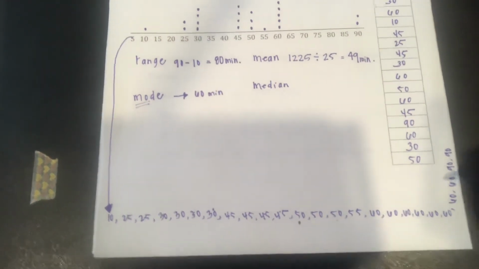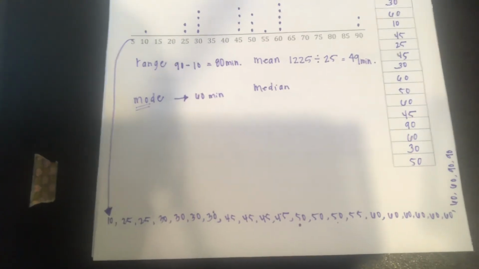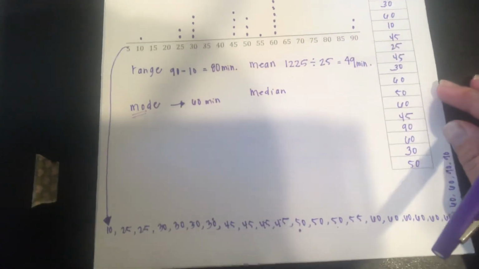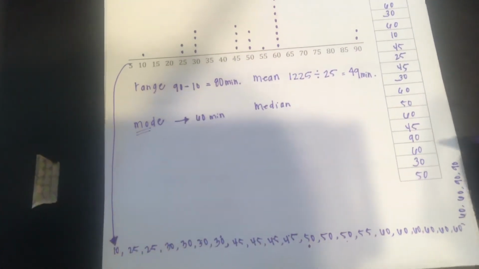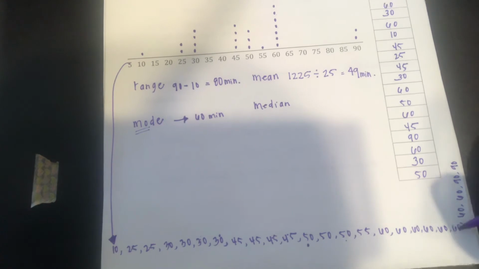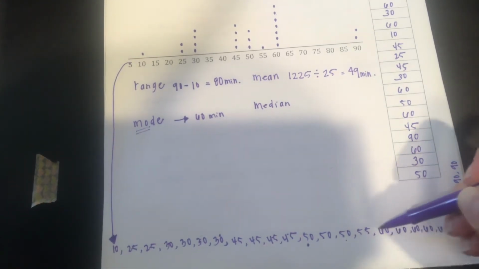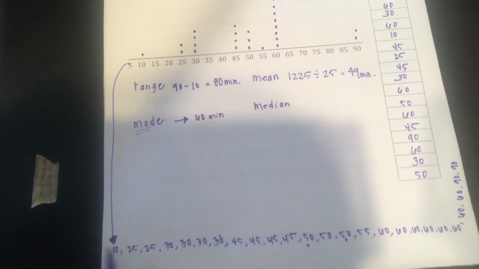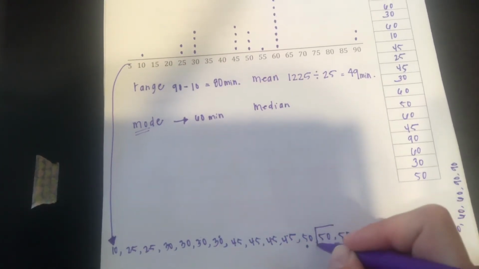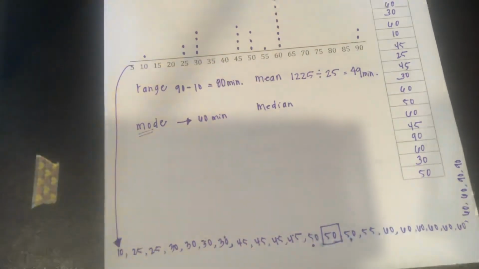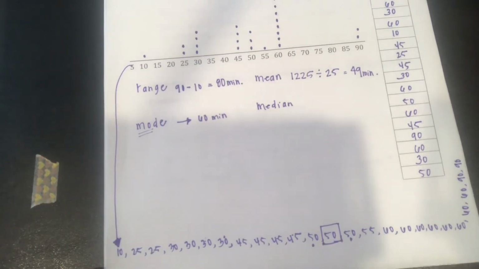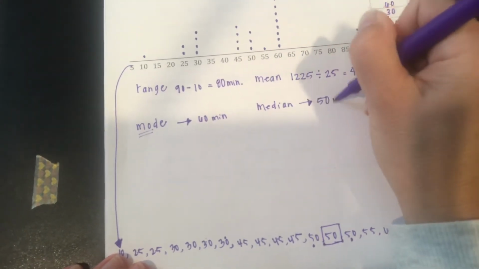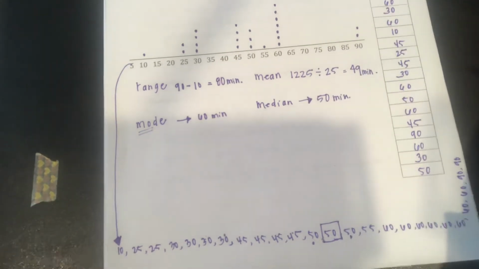Then I'm going to start from this direction. Hopefully you can see the 90 up here. And I'm going to count, let me move my notes so you can see. I'm going to count 12. 1, 2, 3, 4, 5, 6, 7, 8, 9, 10, 11, 12. So I've counted 12 this direction and 12 this direction, and the number that is smack dab in the middle is 50. So my median is 50 minutes, okay?